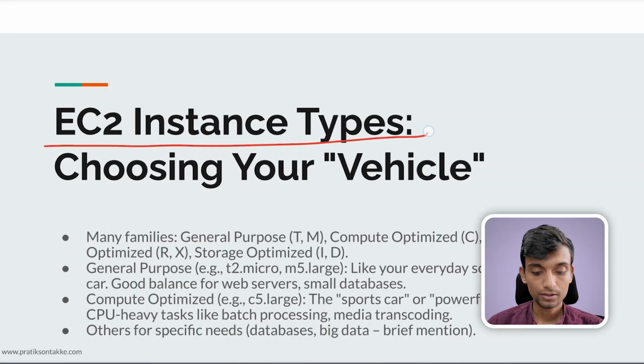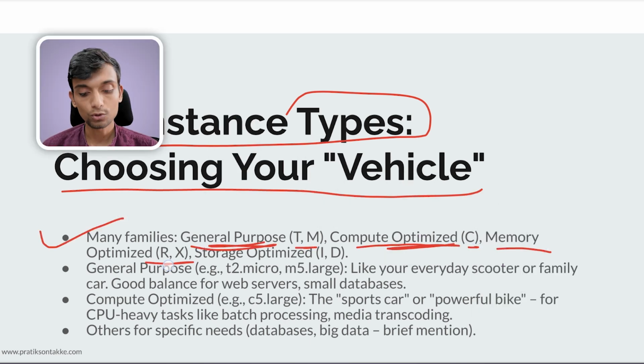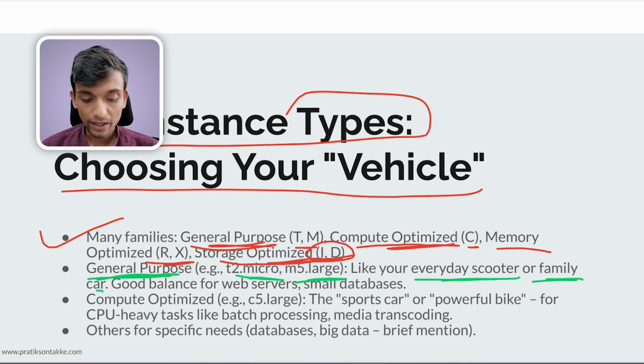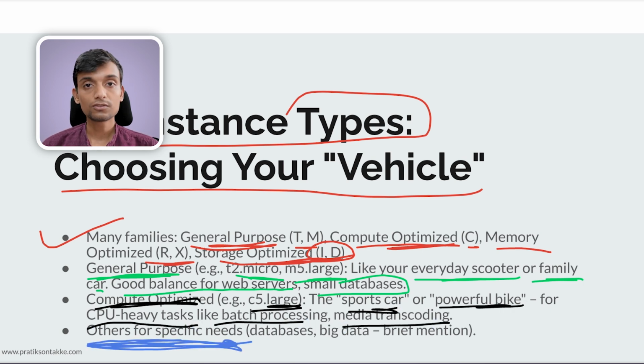EC2 instance types: choosing your right vehicle. There are many families: general purpose T and M, compute optimized C, memory optimized R and X, storage optimized I and D. General purpose, like T2 micro and T5 large, is like your everyday scooter or family car. It is a good balance for web servers and small databases. Another is compute optimized, like C5 large, the sports car or powerful bike for CPU-heavy tasks like batch processing and media transcoding. Others are for specific needs like databases, big data, and so on.